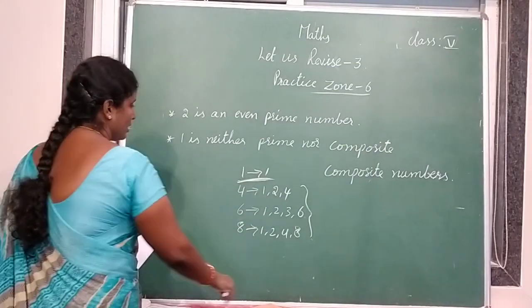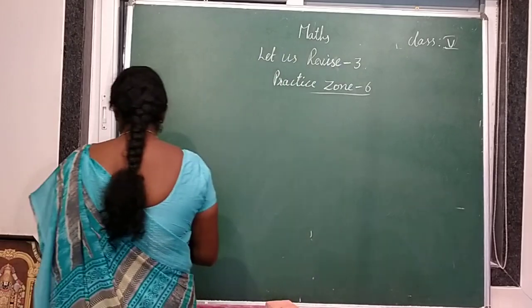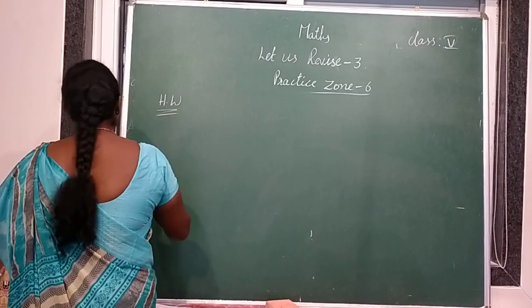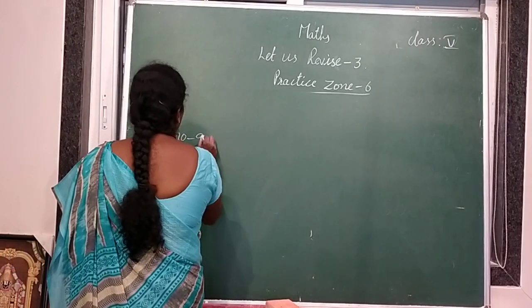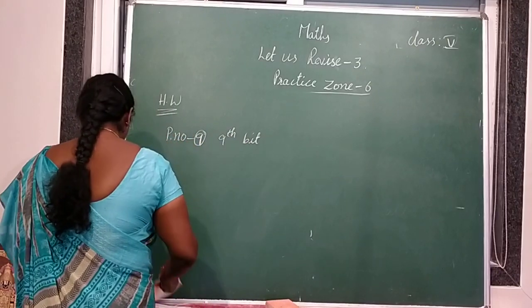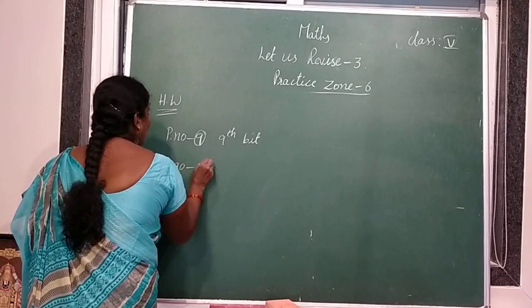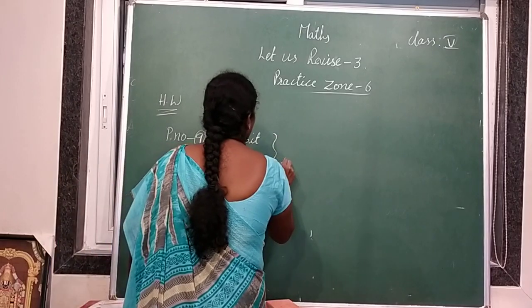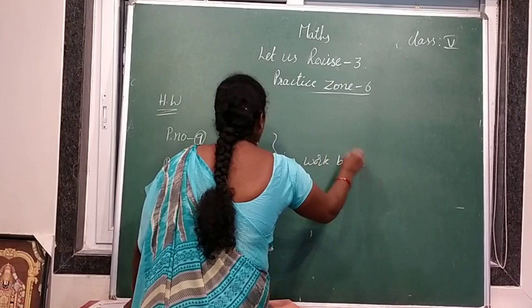So today's homework is page number 9, 9th bit. And next from page number 10, 10th bit. Do it in the workbook. Understood, children?